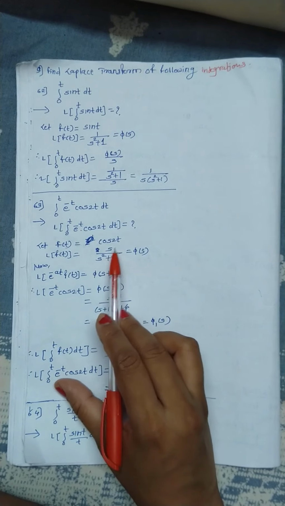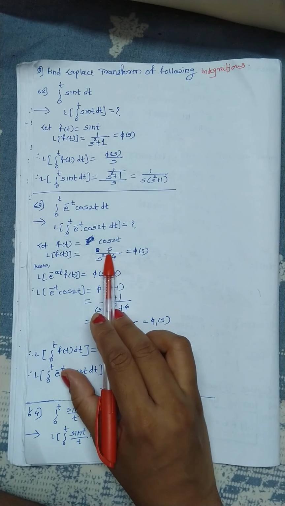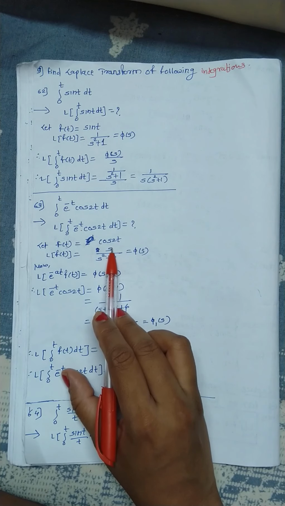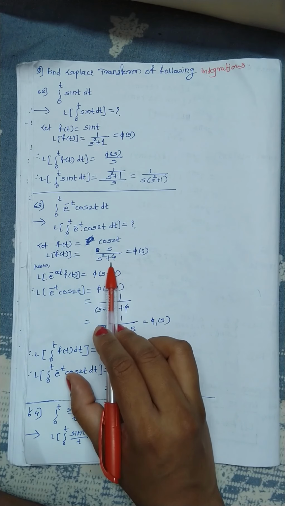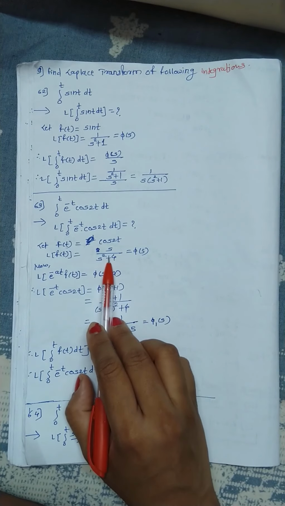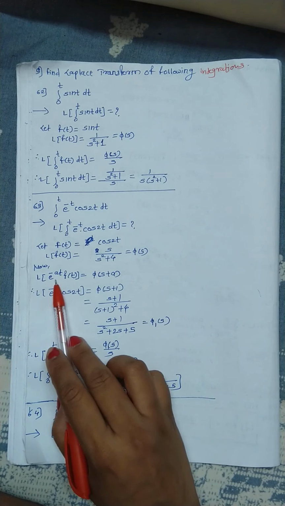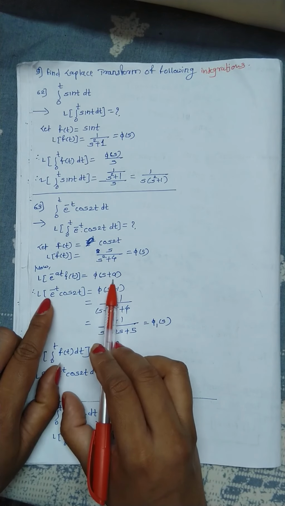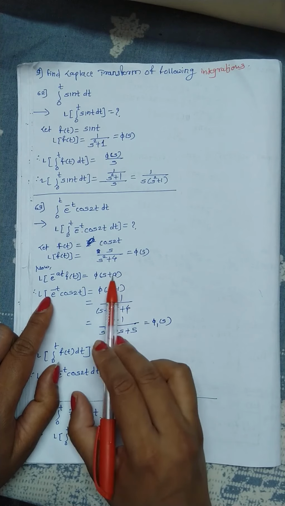Therefore Laplace of cos is, whenever cos is there, numerator is s. Remember that. Cos 2t Laplace is s upon s square plus 2 square, which is 4. Call this phi of s because we are going to use the exponential property here. Now write down the exponential property. L of e raised to minus at f of t dt is phi of s plus a. What is phi of s plus a? Just replace s by s plus a here.